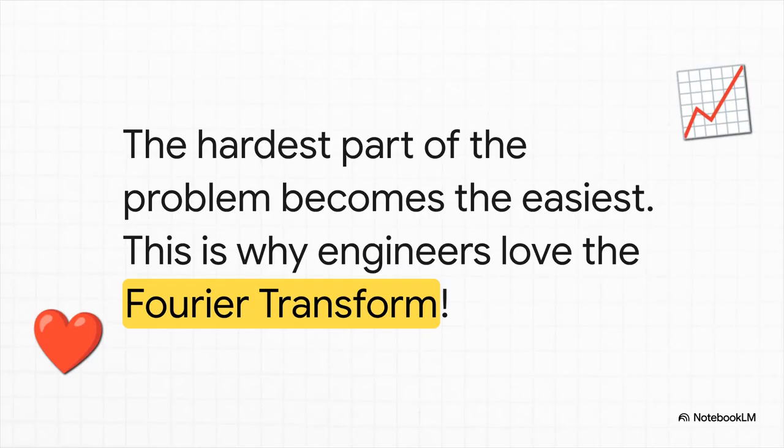I mean, this is a total game changer. You can take your two signals, use a fast Fourier transform to pop them over into the frequency domain, multiply them together, which is super fast, and then use an inverse transform to bring the result back. It turns a computationally brutal problem into a ridiculously fast one. This is why engineers and scientists are so obsessed with the Fourier transform.